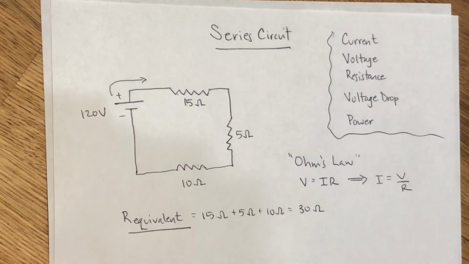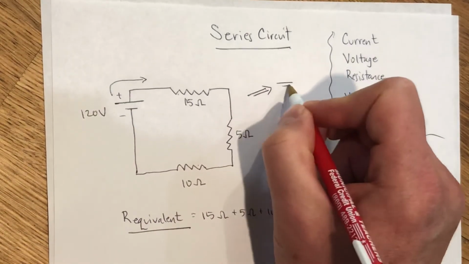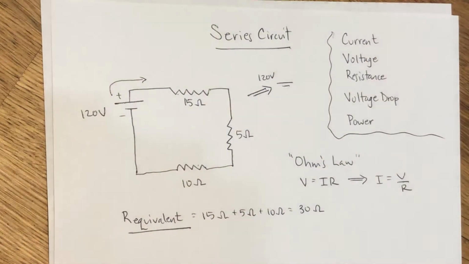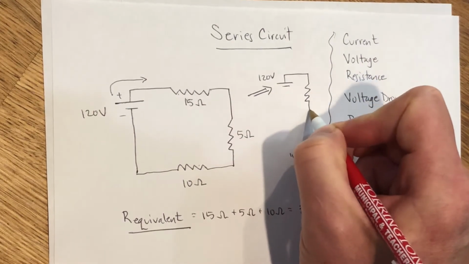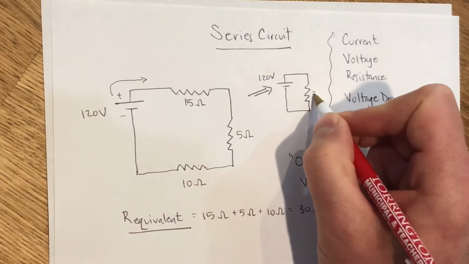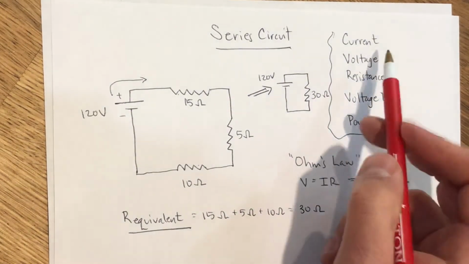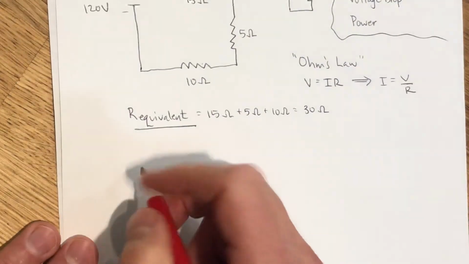So we could actually redraw this circuit in a simplified format like this. Our electricity source, again assuming a standard wall outlet in the US, 120 volts, will do the equivalent of pushing electricity through equivalently 30 ohms of resistance. So now we can use Ohm's law to figure out how much current is flowing in our circuit.